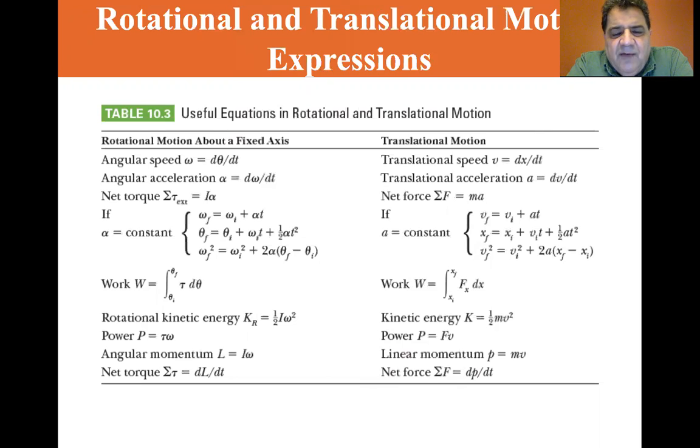Rotational kinetic energy is 1/2 I omega squared. Kinetic energy is 1/2 mv squared. Power is equal to torque omega. Power is equal to force times velocity. Angular momentum, we haven't gotten there yet, but angular momentum is going to equal I omega. Linear momentum is equal to mass times velocity. And the sum of the net torque is equal to dL dt, and the sum of the net force is dp dt, the time rate of change of momentum. So net torque is the time rate of change of angular momentum.